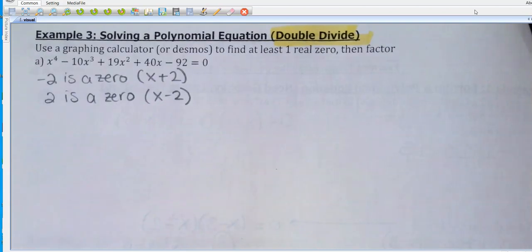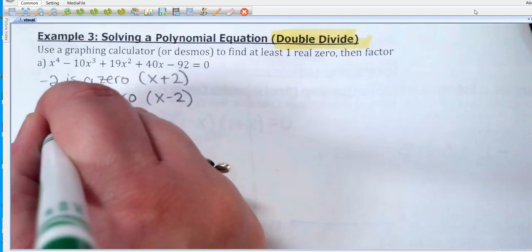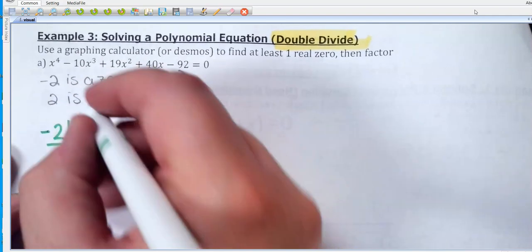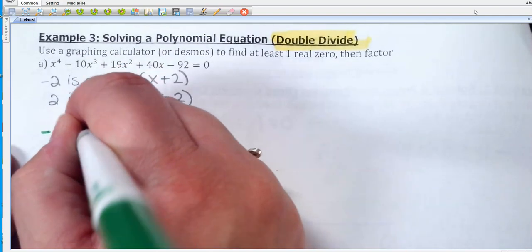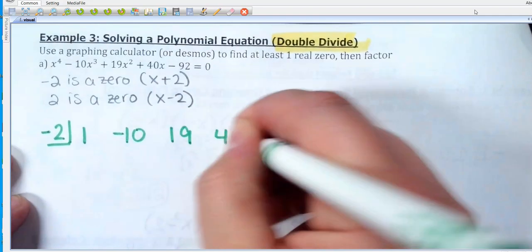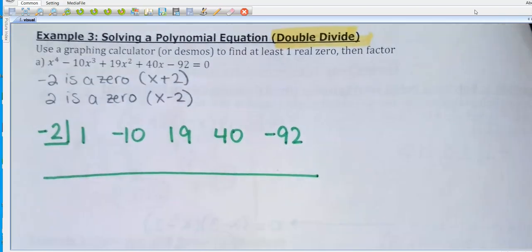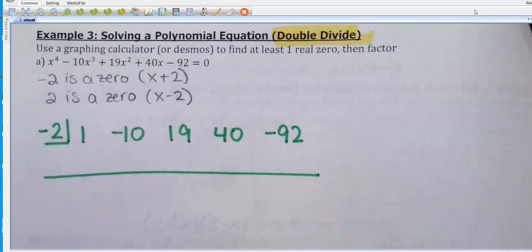You're just going to pick one of the zeros. It does not matter which one, and we're just going to use that first. I'll just start with the -2. That's the one I wrote down first. And then I'm going to write the coefficients of the polynomial. So 1, -10, 19, 40, and -92. And again, because this is a factor, we should not have a remainder when we go through this process.